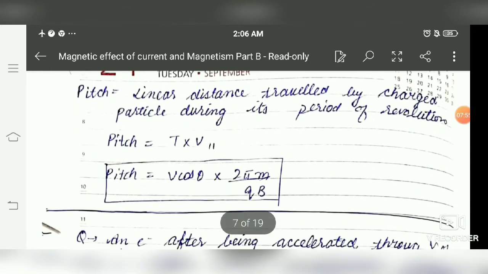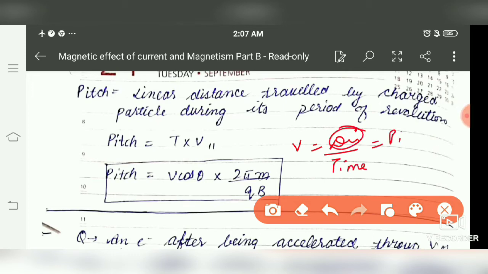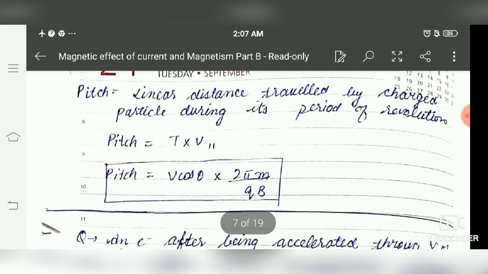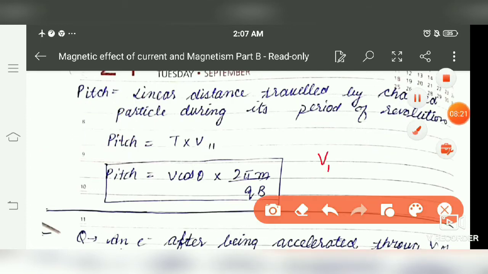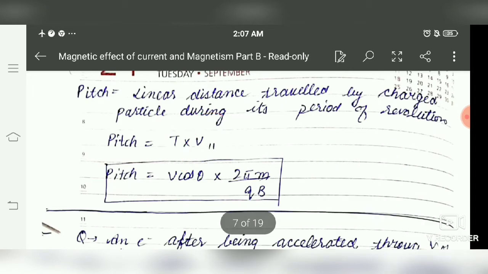Where for the linear path, that is provided by the v parallel. So the velocity is equal to distance traveled by time taken. Here the distance is the linear path, called pitch. Pitch is what? Distance traveled by the charged particle during the period of revolution. When it's rotating, the linear part it covers along with that is called pitch. So from here, v parallel is equal to pitch upon time taken. So we can say pitch is equal to time period into v parallel, where v parallel equals v cos theta, and time period is equal to 2 pi m by qB.